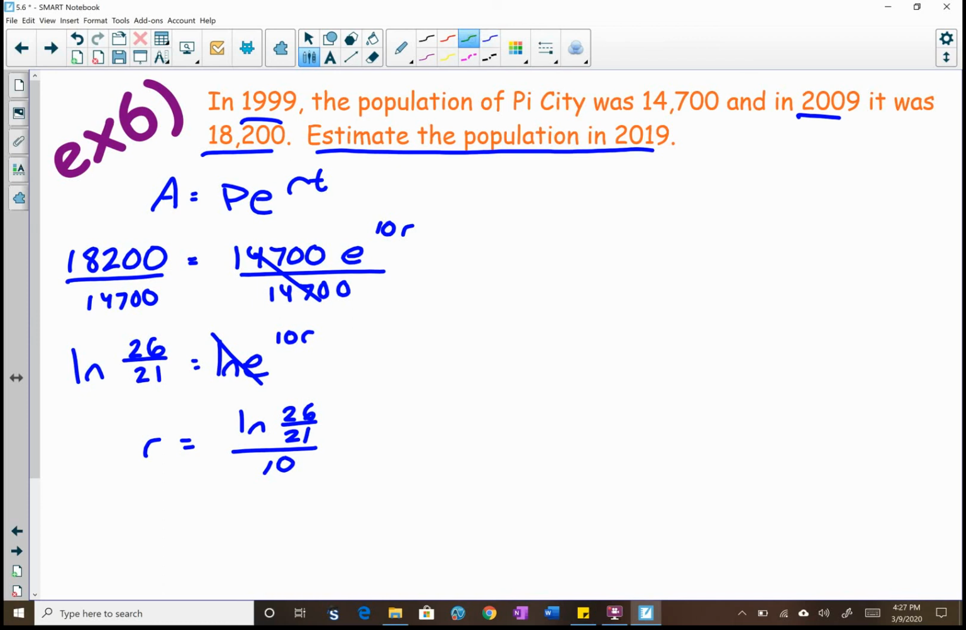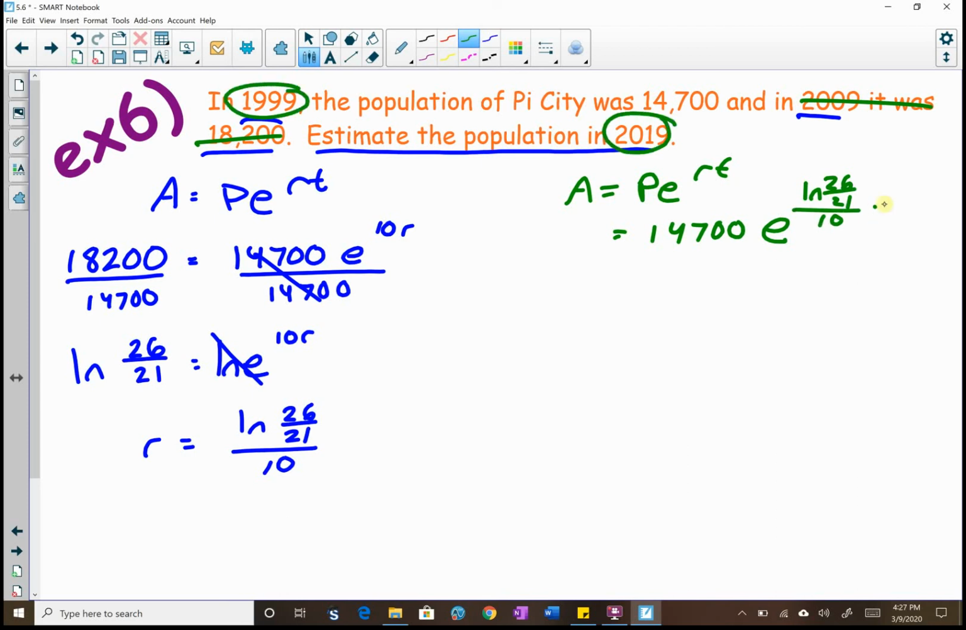Okay, now let's solve the problem. So I'm going to go back up and restart it. Estimate the population in 2019. Now I'm done with the 2009. I used it to find the rate. My initial is still 14,700. I now know my rate. Now, from 1999, which was my initial time, to 2019, 20 years have passed. Okay, so let's type that in. Now, keep in mind, population, we're talking people. So make sure you round down to the nearest whole number.